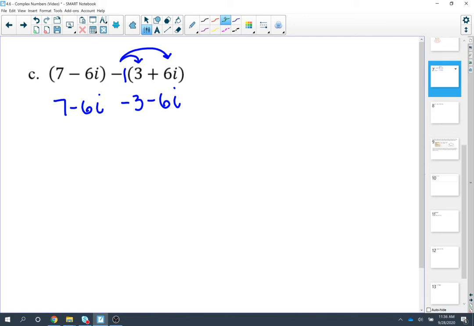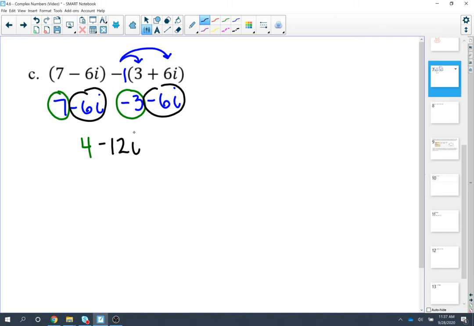Then I'm going to combine like terms. So I have a 7, I have a negative 3, that's 4. I have a negative 6i, I have a negative 6i, that's a negative 12i. And then standard form, the real part has to go first, which it is. So we're done.